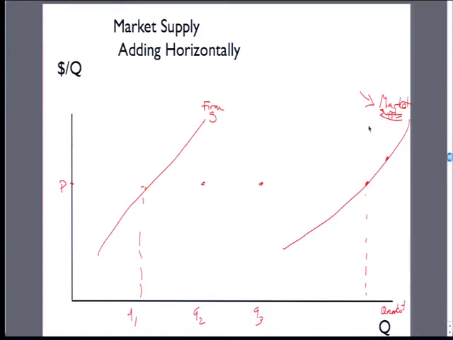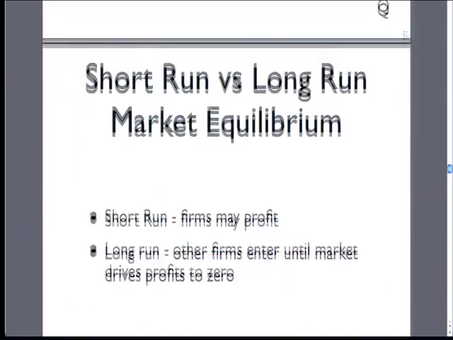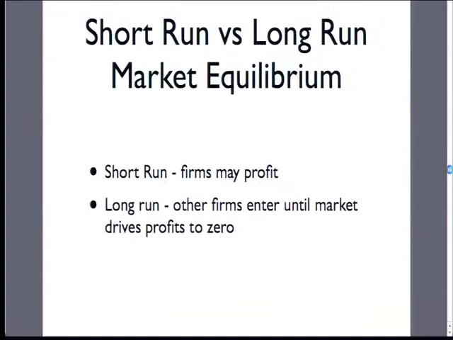So when we think about a price as information, the amount of information is going to add up, and the market supply curve is going to have more and more information in it. So we have this big market supply curve that's summing up all the individual supply curves, an industry supply curve. So we're going to go back to thinking about the short run versus the long run.